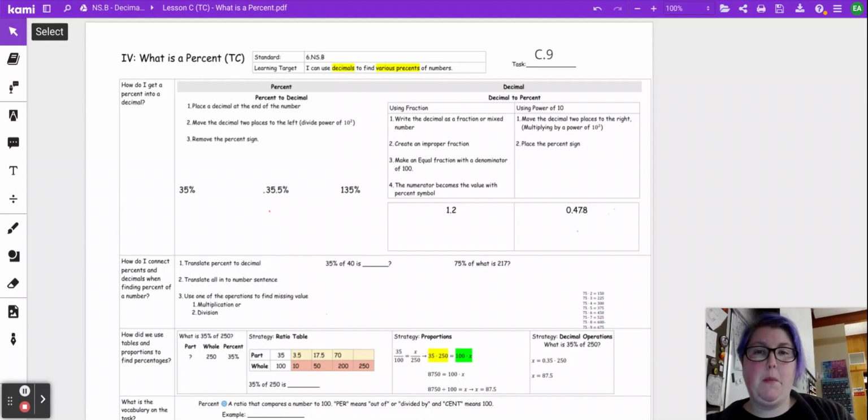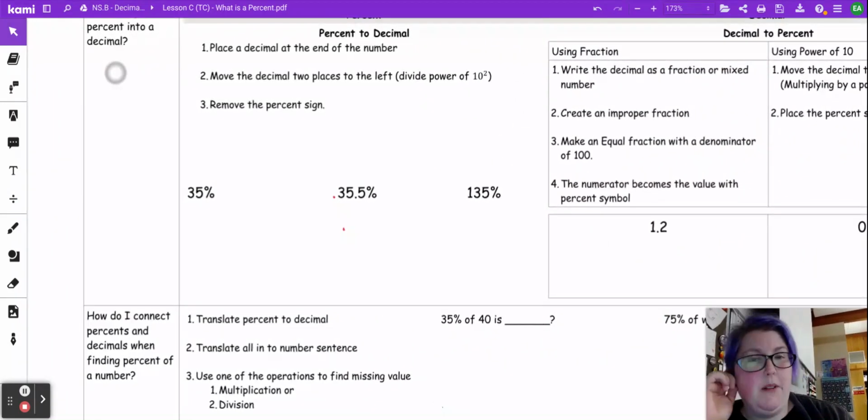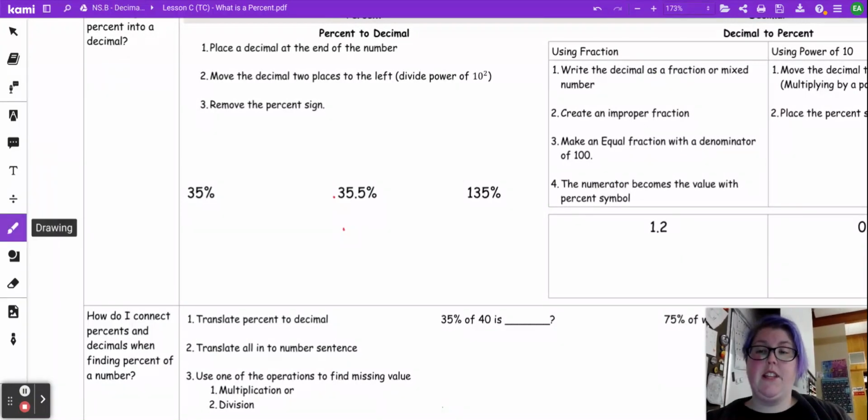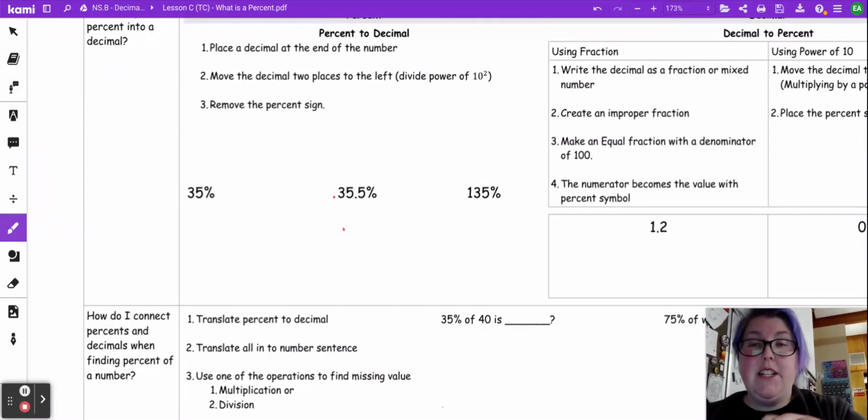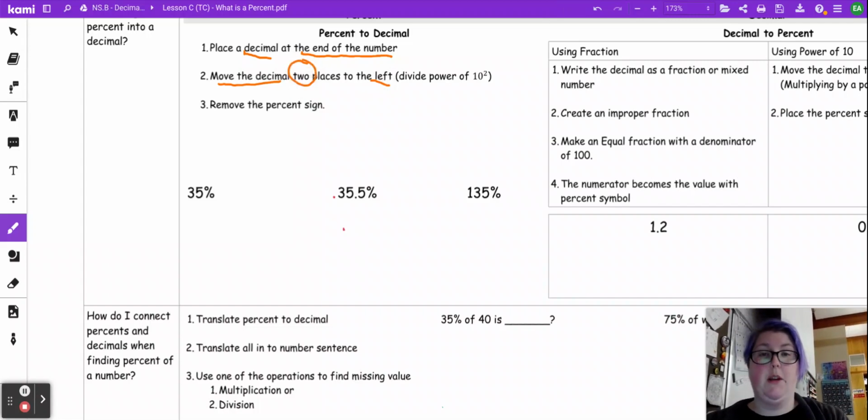This time we're talking about what are percents, how do you change a percent into a decimal. So the first thing you'll notice is that, again, your notes have lines. Do not write everything word for word. Summarize. So the important idea for the first step is you place a decimal at the end of the number. So the decimal goes at the end. Then you move the decimal to the left, and it'll be two places. We're talking about the power of 10 to the second, and then remove the percent.